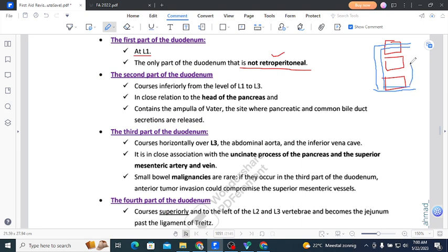Maybe L2 to L3, and then it fuses with the jejunum and stuff like that. So they are saying that the first part is at the level of L1, and this is the only part that is not retroperitoneal.